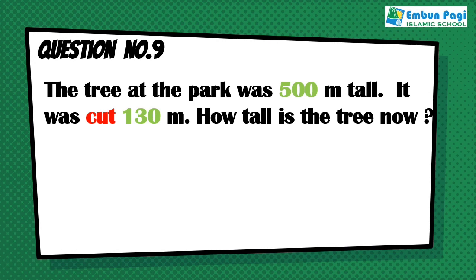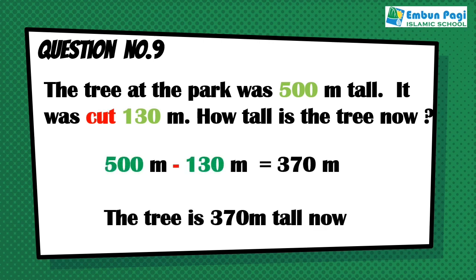Question number 9. The tree at the park was 500 meters tall and it was cut 130 meters. How tall is the tree now? Can you guess what the question is about? Excellent, it is about subtraction. Why is it about subtraction? Because the tree was cut, which means it becomes shorter. So the answer is 500 meters minus 130 meters equals 370 meters. The tree is 370 meters tall now.